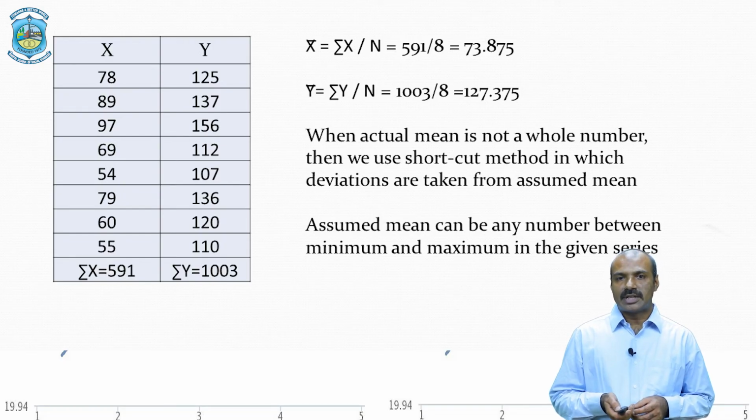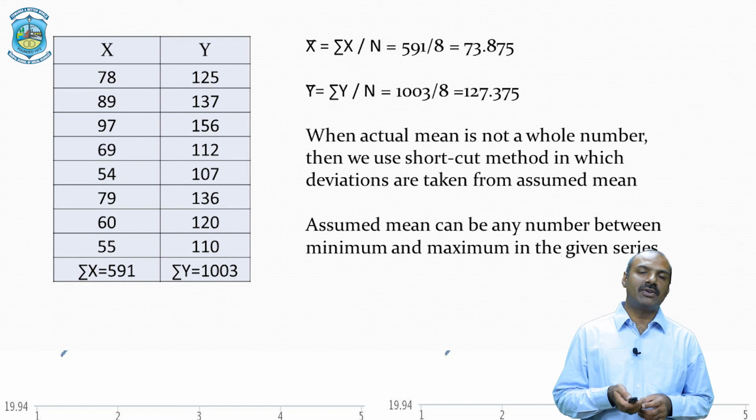Otherwise, what will happen if we subtract a fractional value from a whole number? All the values will be converted into fractions and the calculation will be complex. So just to ease our calculation, we are taking an assumed mean so that the deviations will be in whole numbers. So we will move to the solution of this example.